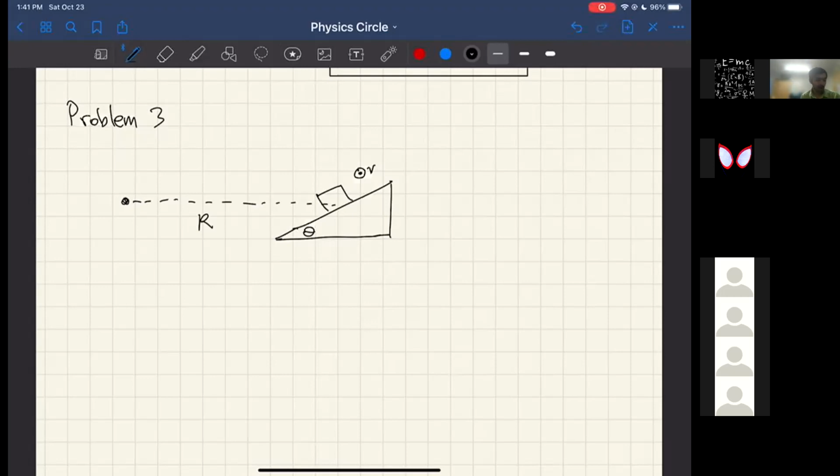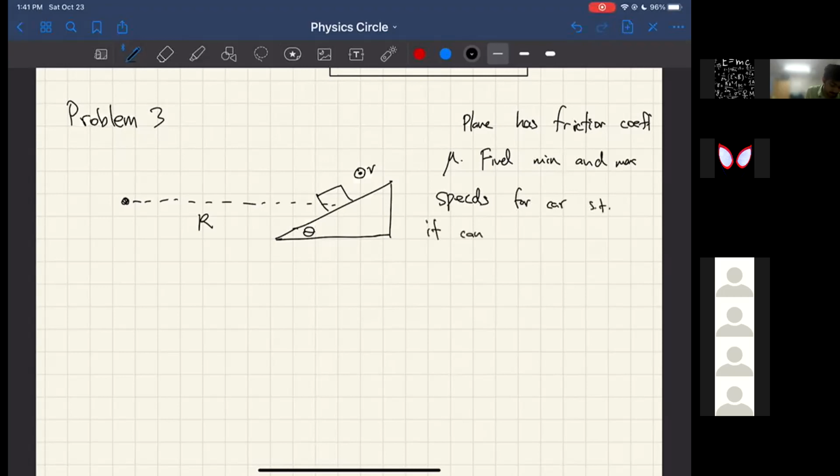So the question is, now this plane has friction. Find the min and max speeds for a car such that it can go without slipping. All right.